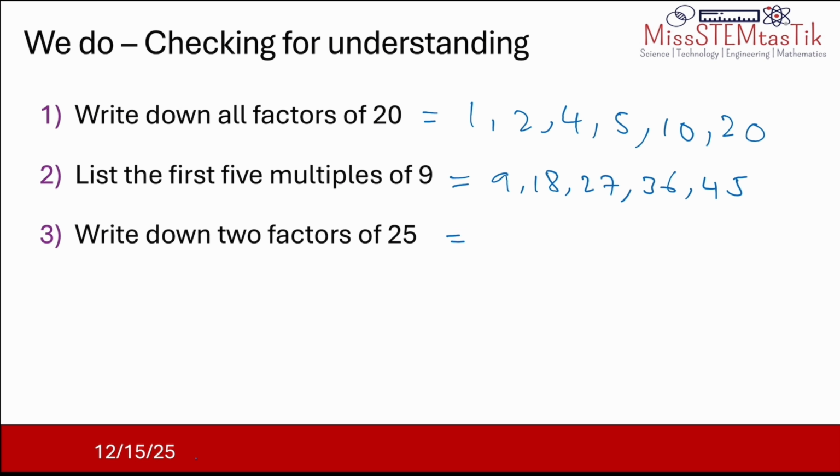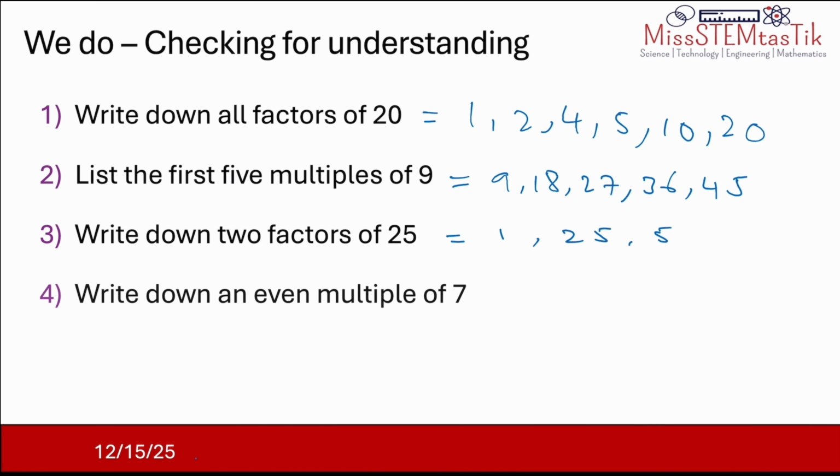So write down 2 factors of 25. So this is 1 times 25 is 25. And you also got another set, which is 5 times 5 is 25. And because 5 repeats itself, we just count that as one factor. So you could write any of those 2. You could write 1, 25, or 5, any 2 of those 3. Now please pause the screen and have a go at the next question.